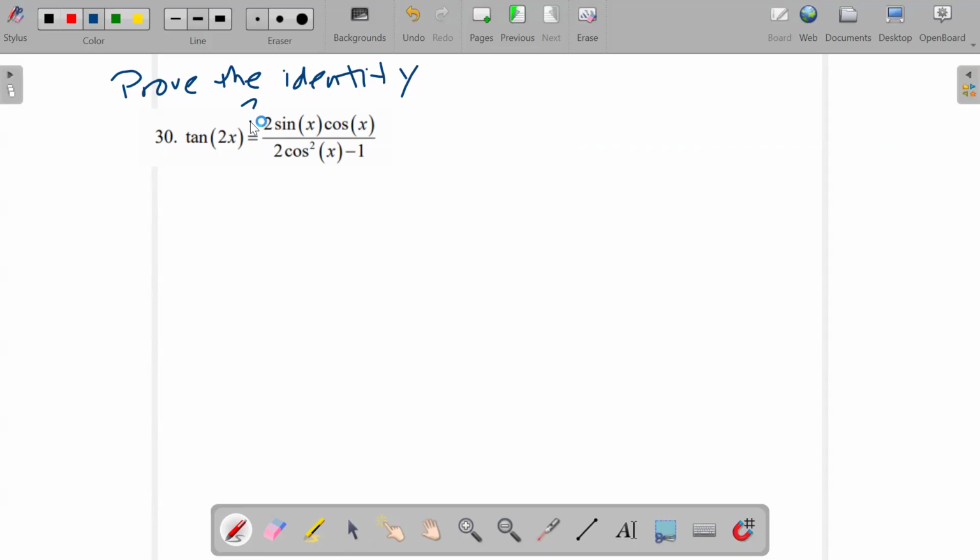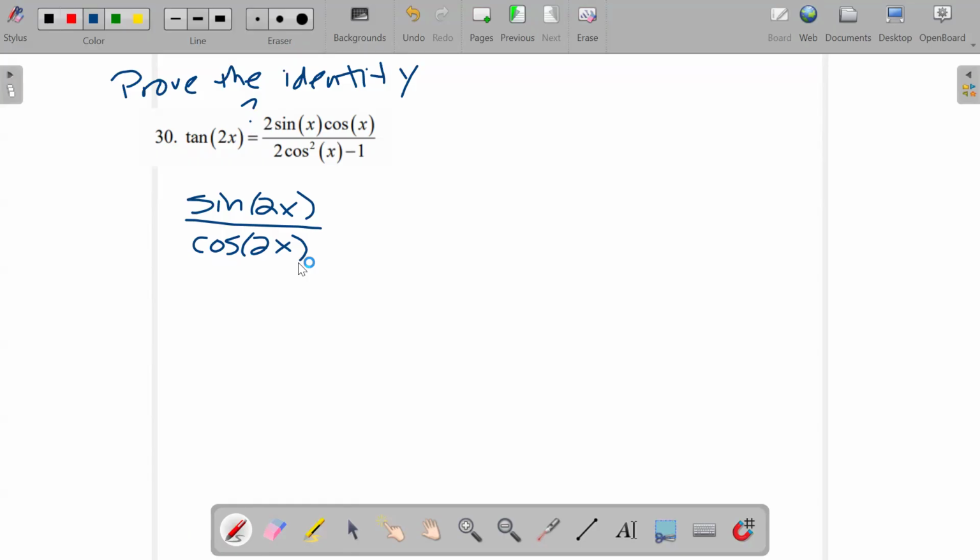All right, so let's see. Some things I like to do with these is usually if there's anything but sine and cosine, I like to get rid of them. So I'm going to rewrite tangent of 2x as sine of 2x over cosine of 2x. Next, let's see. Could I do more with the left or right sides? Well, we have 2x's on one side, we have x's on the other. That's a problem.